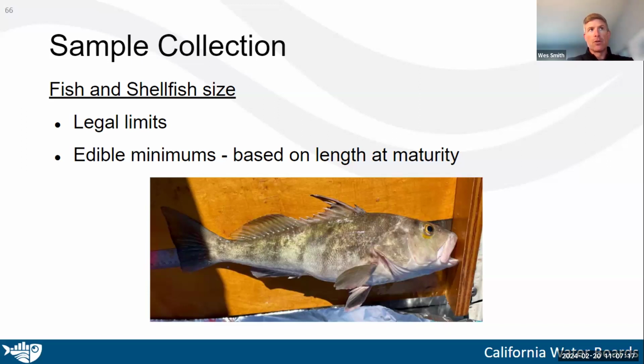So we take all the species or all the individuals that are above legal limits or above the edible minimums to develop our advice. And we really work to make sure we have at least nine individuals above those minimums. And again, those are spelled out in the sampling analysis document. We have a list of different species and what those edible minimums are. And then the CDFW regs will have the legal limits.